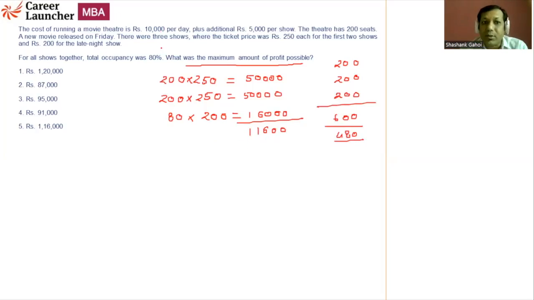Now, what is the cost? The running cost is 10,000 plus 5,000 per show, and there are 3 shows, so that amount is 15,000. So the total cost incurred to run a movie theater is going to be 10,000 plus 15,000, that is 25,000. Total revenue is this. So if I subtract 25,000 from it, I am going to get the profit, and that profit comes out to be 91,000. So the answer to this question is going to be option 4.